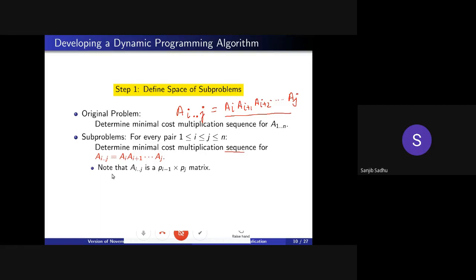So this is the final matrix Aij. It will have the order Pi minus 1 by Pj. I know that the first is of order Pi minus 1 by Pi, and the last is of order Pj minus 1 by Pj. So the final matrix will be of order Pi minus 1 by Pj.